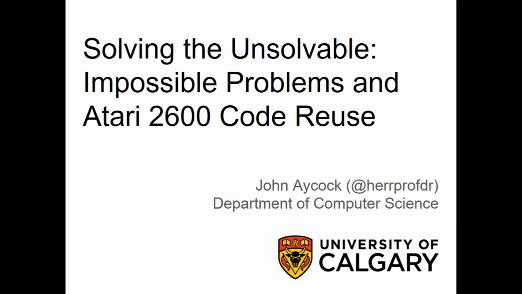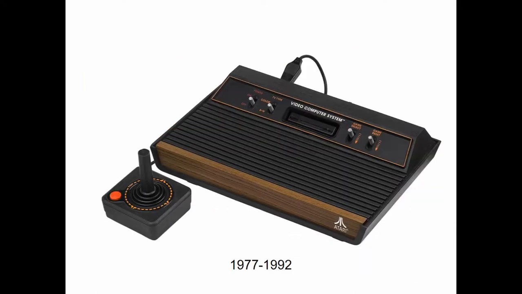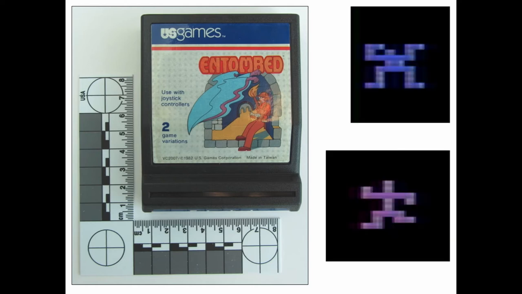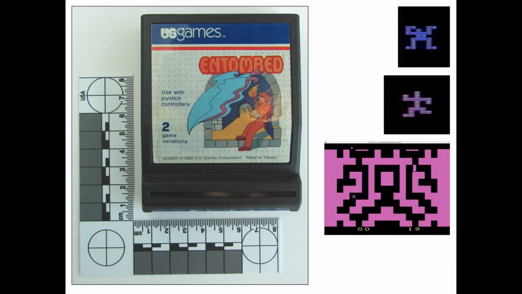Let me tell you a story. A year ago, at last year's EAA conference, I gave a talk about the Atari 2600 console, a game console that came out 41 years ago and had a surprisingly long lifespan. In particular, what I spoke about was a game for it called Entombed. Now, this was a game that involved archaeologists and zombies, and they were running through a maze.